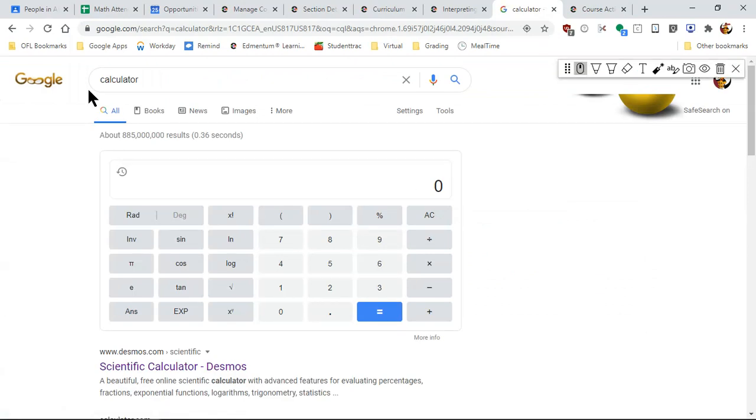If you guys need a calculator, I recommend just using the Google calculator. Just go on Google and type in the word calculator. It's free. It is the cheapest calculator you'll have access to, and it's scientific. It gives you access to sine, cosine, log, all this other stuff that you might need, and it writes it really well, in my opinion.